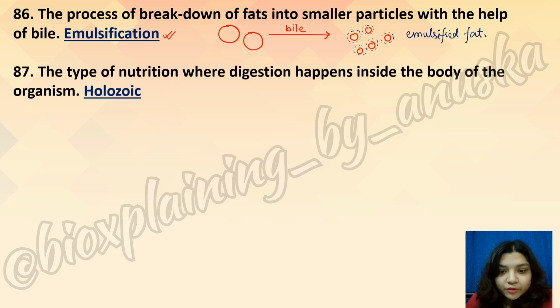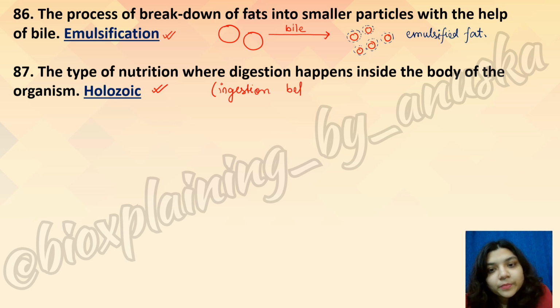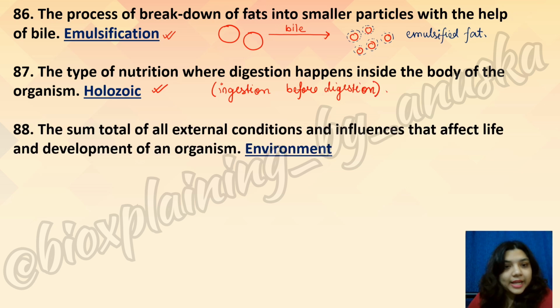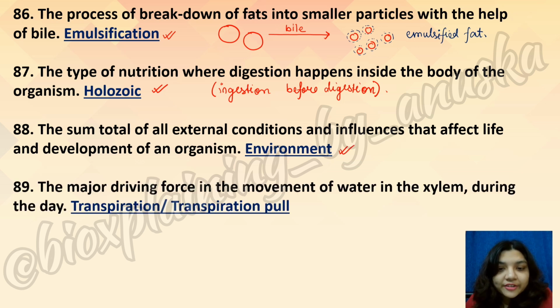Then, type of nutrition where digestion happens inside the body: holozoic nutrition, or we say ingestion before digestion. Means first the food will be eaten, consumed, and then it gets digested. Ingestion before digestion. Okay. Next, sum total of all external conditions and influences that affect life and development of an organism: environment.